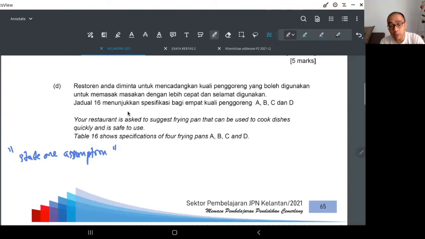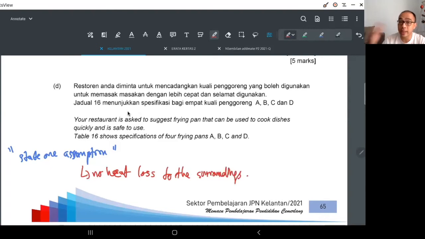So the assumption that we usually make is no heat loss to the surroundings. Tiada haba yang terbebas ke persekitaran. Tiada haba yang hilang. Semua haba yang kamu bekalkan, itulah haba yang dibekalkan kepada air, contohnya. So there's no heat loss to the surroundings.